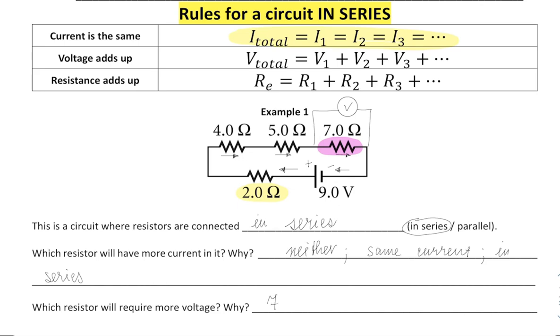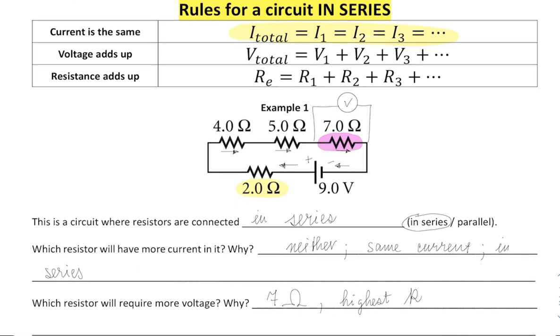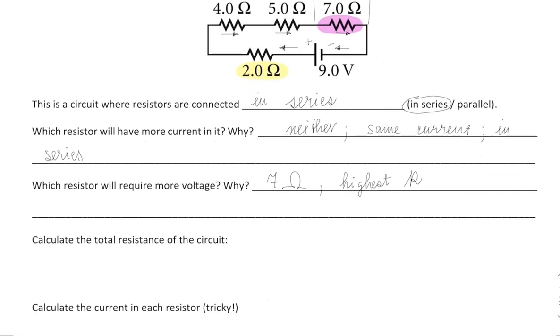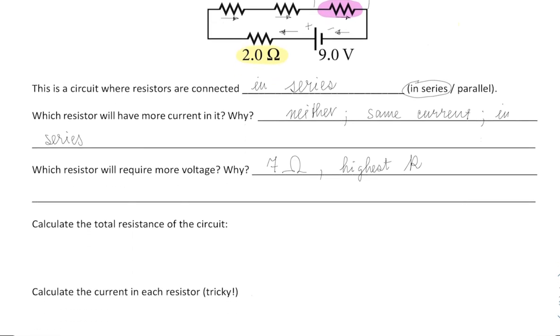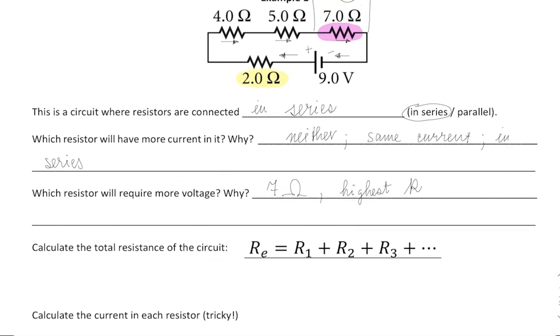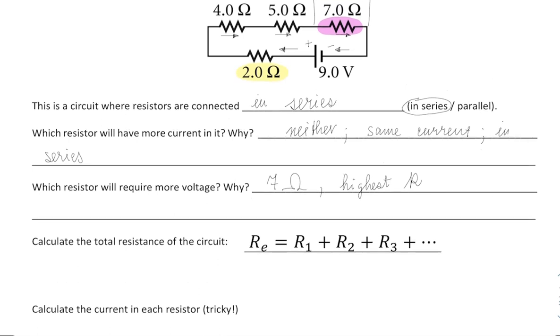So it's going to be the 7 ohm resistor, highest resistance. Okay. Now, calculate the total resistance of the circuit. Since they are connected in series, you can look at the rule, which is right here. The total, also known as equivalent resistance. So the total resistance in the circuit that has resistances in series, like holding hands. See how each one of them holds the hands of the next ones.